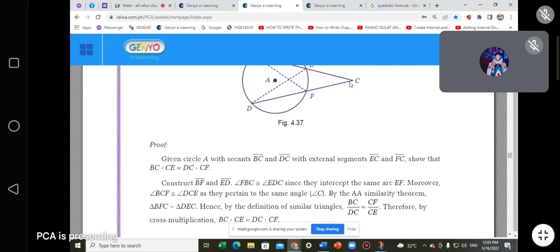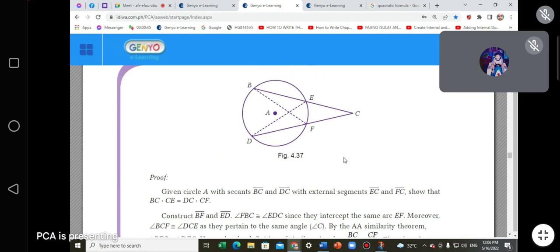On top, drawing. Okay, segment is with 2 arrows. Ay, with 2 arrows pa? That's a line. Okay, just a segment like that. Sorry, segment is like that. Okay, a line kasi is with 2 arrows. Sorry. Okay, I made a mistake. So that's the difference now of this theorem to that theorem of the 2 chords intersecting.